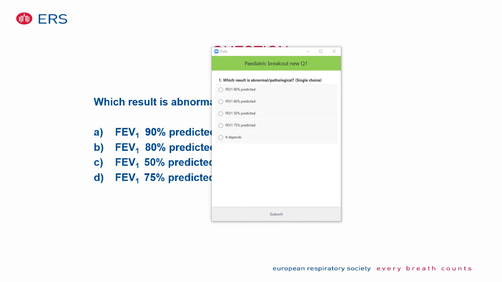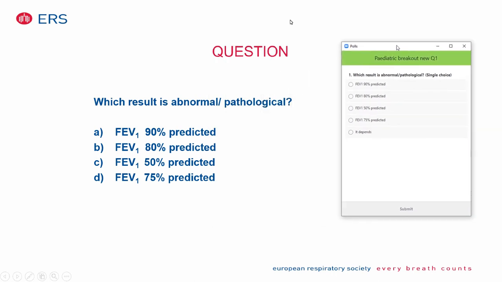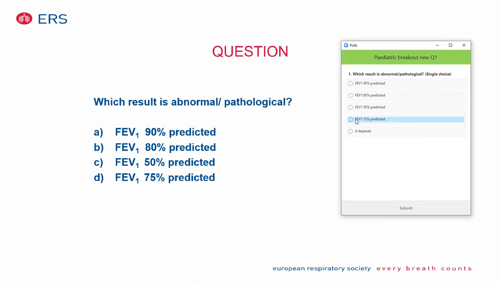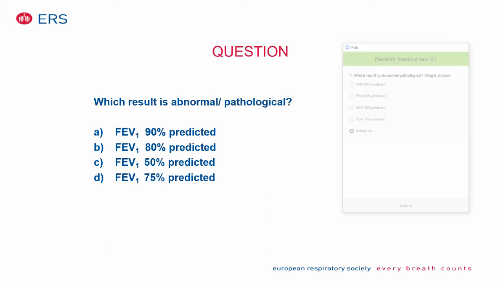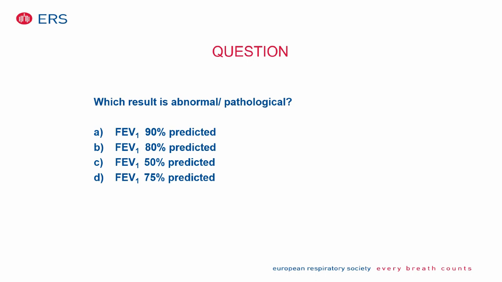Which of these values of FEV1 is abnormal or pathological? A 90% predicted, an 80% predicted, a 50% predicted, a 75% predicted, and we have added also an "it depends" for either people who do not know it or who have other ideas. So I'll let you vote.